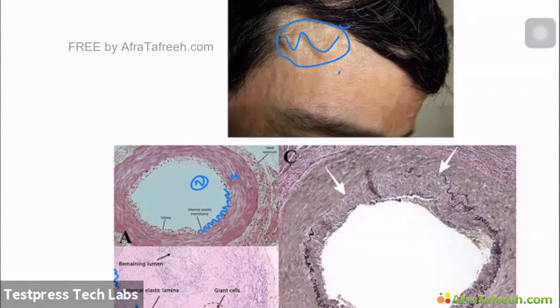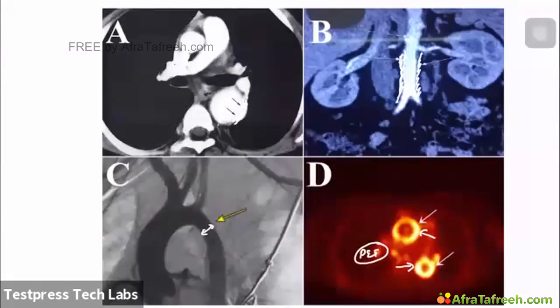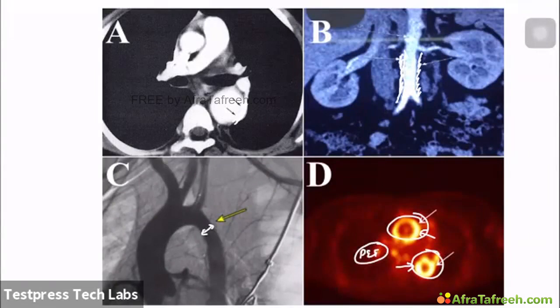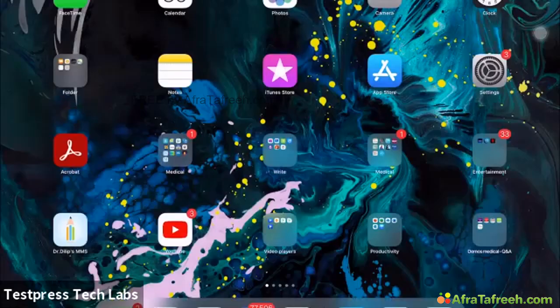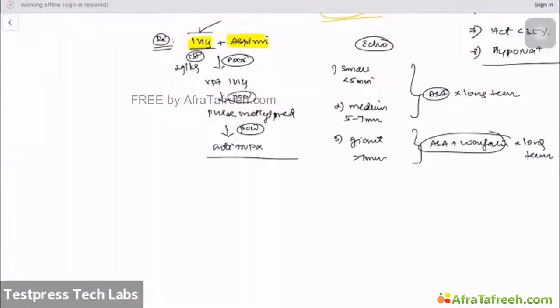So this is the, like, disruption of the internal elastic lamina we're talking about. And the stain I told you is the Verhoeff stain. And this is the PET CT uptake of aorta, showing aortitis, stenosis of the aorta. And these are the different findings which I showed you: the pink conjunctivitis, reactivation of BCG scar, desquamation, arthritis, perianal rash, groin rash, erythema, and edema of the hands and feet. I think that must solve it.